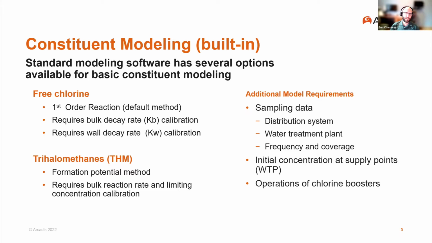Usually when we're looking at constituents, we do have to start looking at sampling data out in the distribution system as well as at the plant. And how we actually come up with those values, those KB and KW values, for example, depends on what data we have and how much data we have.